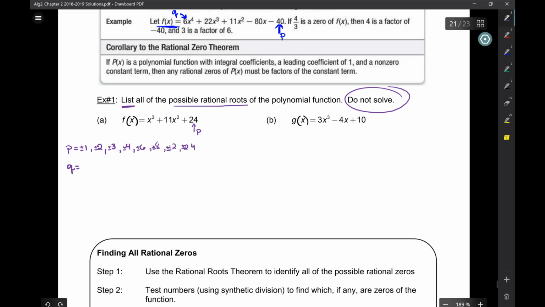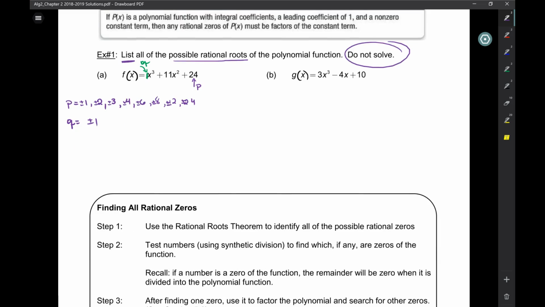Q then is, you look at the coefficient in front of the leading term. What's the coefficient? 1. From that number, you get your values of Q. So the factors of 1 are plus or minus 1. That's your Q. Now, you're not done yet.